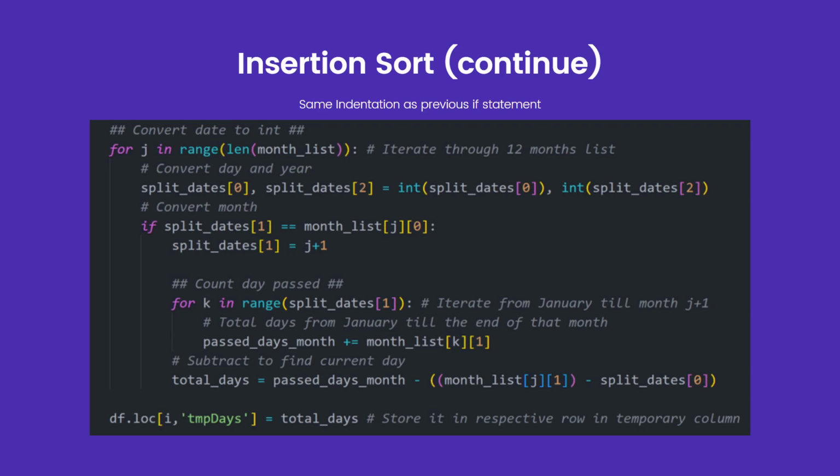Next, we need to find a way to calculate the day in a year, which can range from 0 to 365. We did it by adding the days from the start of the year to the input month, and then adding the day to find the total days passed. For example, the number of days from the start of the year till March 11 is 69 days. Then we will store this value in the respective row of the date in a temporary column.